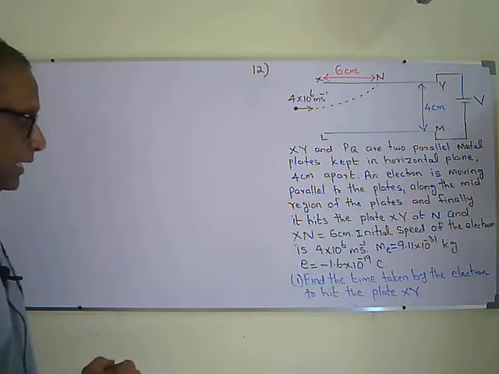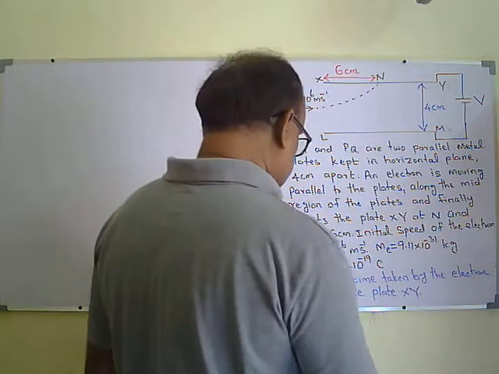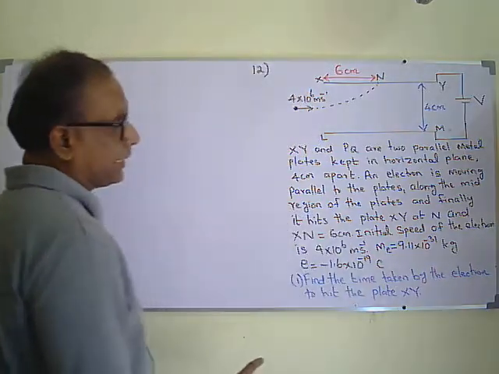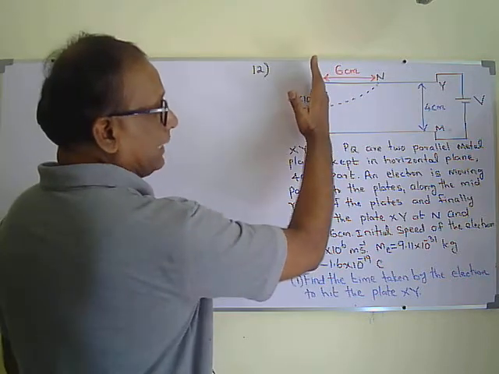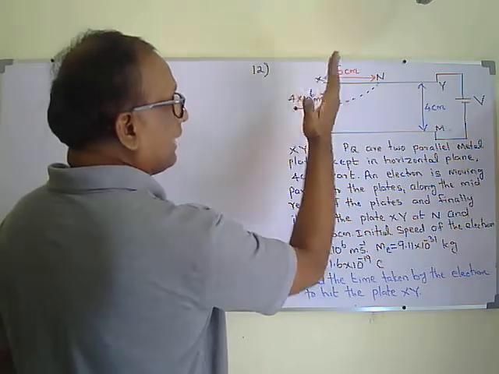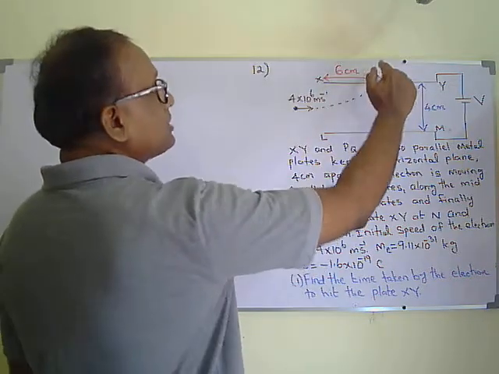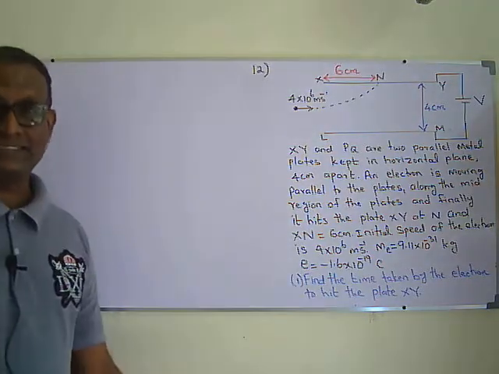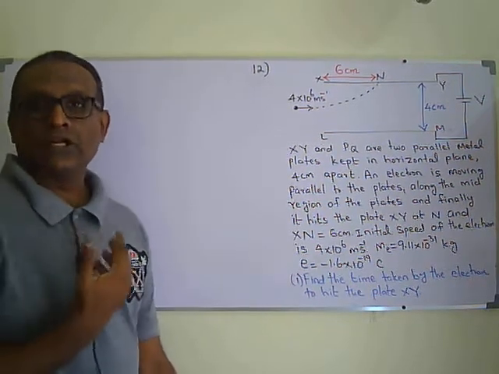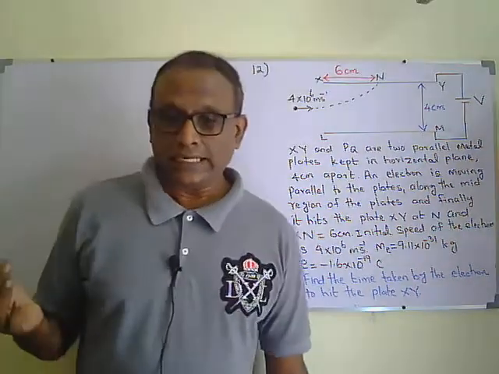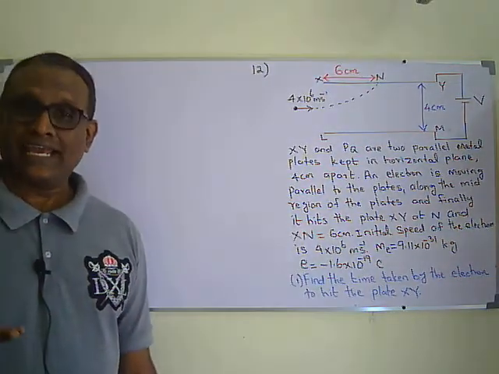First part: find the time taken by the electron to reach the plate XY. That means, from the time it enters the region, how long it takes to reach the point N. This is something I can compare with the normal projectile motion you learned in mechanics.